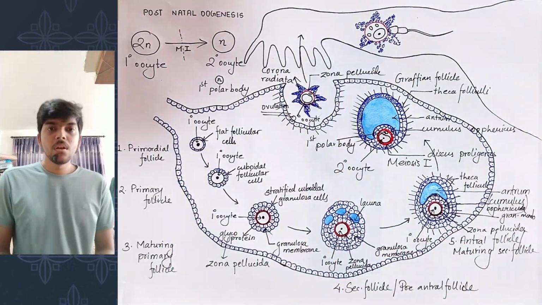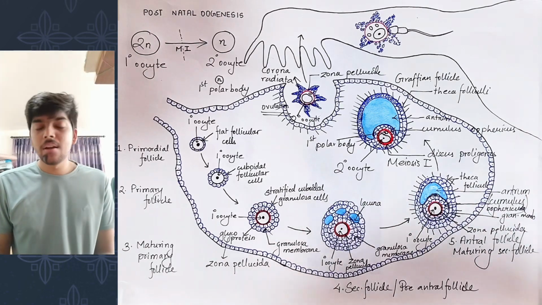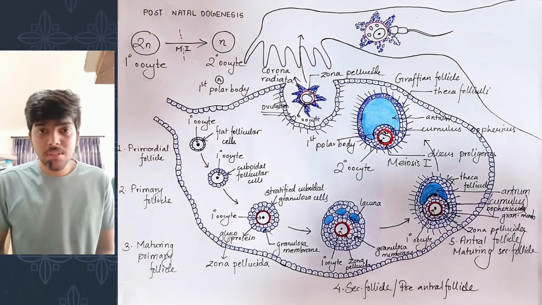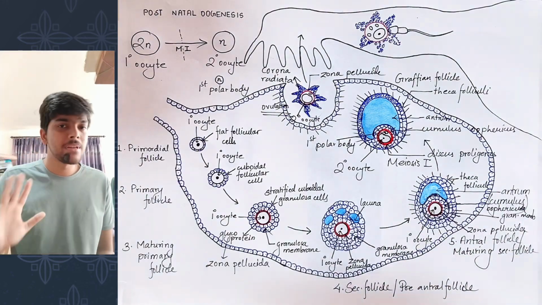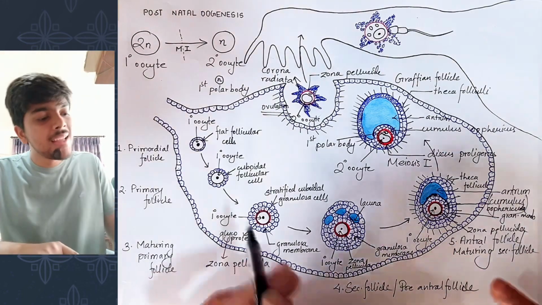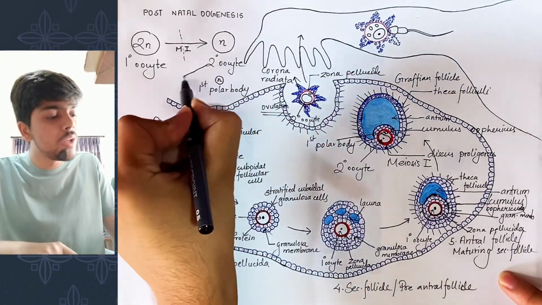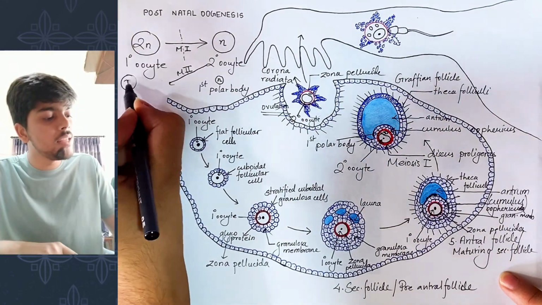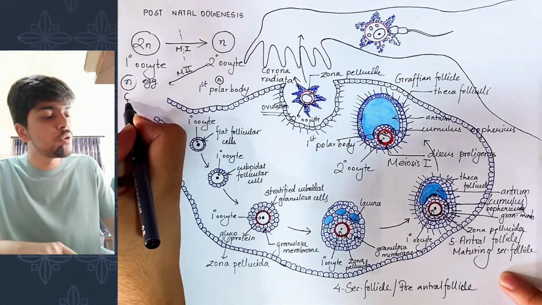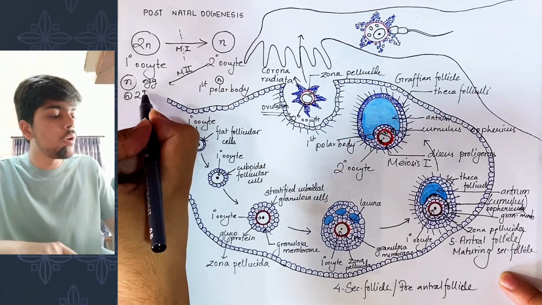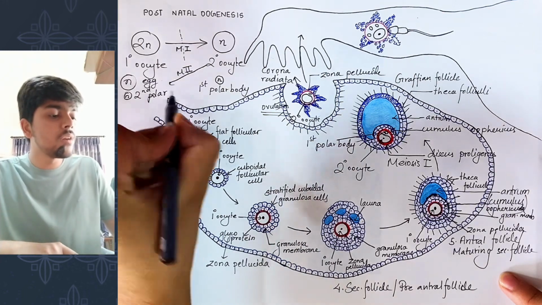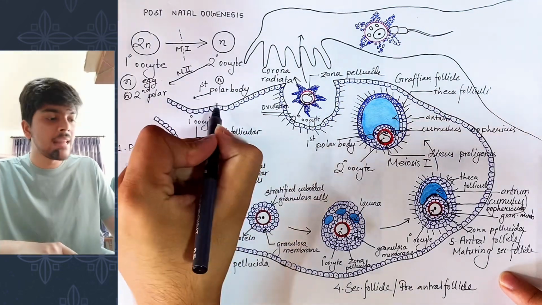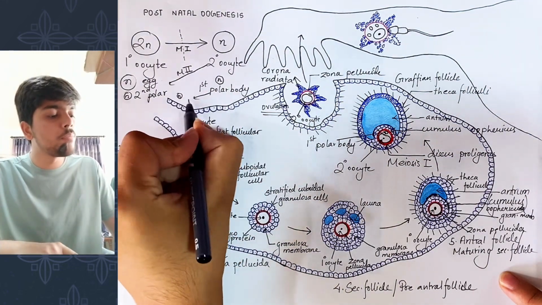Now, we know that secondary oocyte from the first part of oogenesis, the video of which is already on YouTube under my channel. We know that the secondary oocyte goes through second meiosis and forms the egg. This is the egg. Along with the egg, it also forms a haploid second polar body. But it's not just the secondary oocyte that enters meiosis II. It's also the polar body that enters meiosis II to form two other polar bodies.